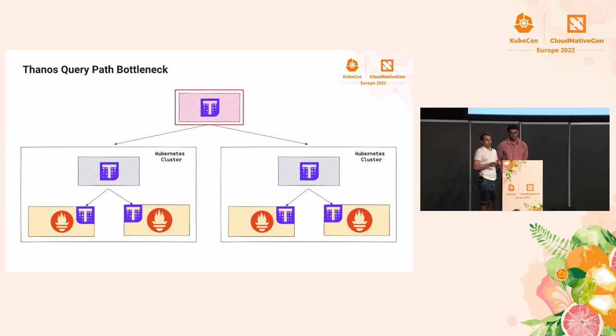Now the problem is, whenever we want to execute a global query, this specific Thanos querier that's at the root of the tree has to reach out to all of the underlying Prometheus instances, has to fetch time series data that's relevant for the query in memory, in a single process, and execute the query in that process. What's also interesting to note here is that these intermediary queriers in the middle are not very active in the query execution path.